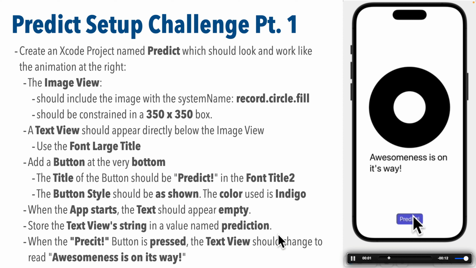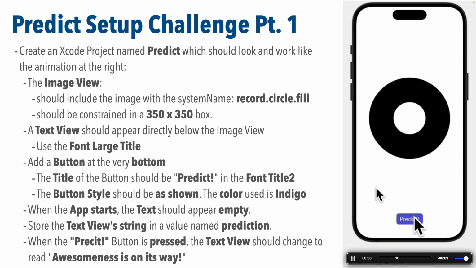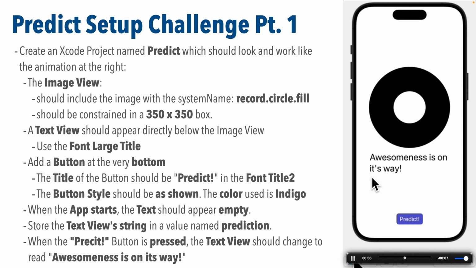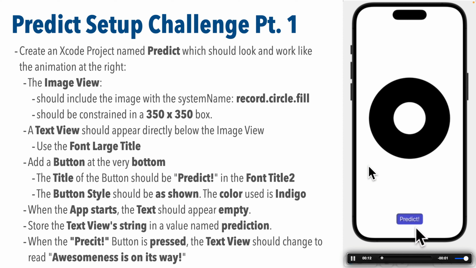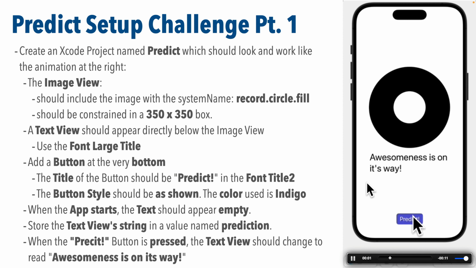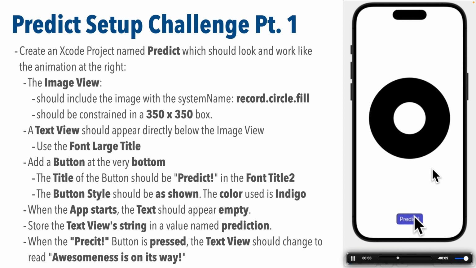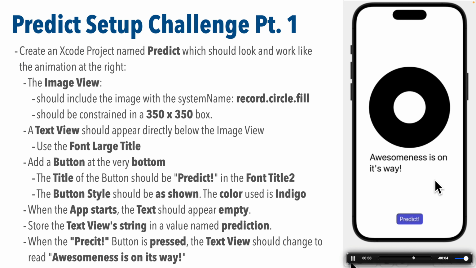Now, one other thing I'd like you to fix is you can see when the app starts, there's an empty string in the text view. But when you click the Predict button and text is placed in the text view, the image jumps up. Now, the reason for this is because when a text view contains an empty string, it has no height. But when you add text to a text view, it gains height. And that height added to the text view pushes the image up.